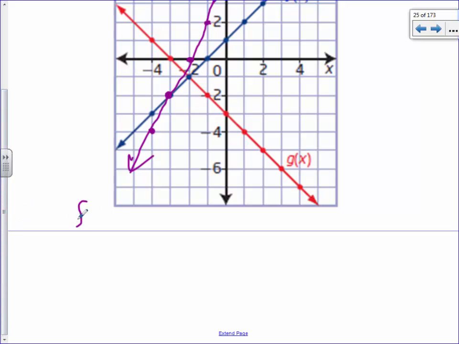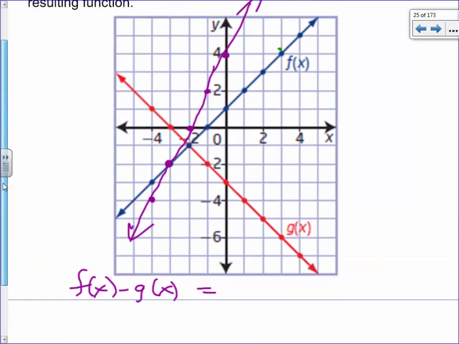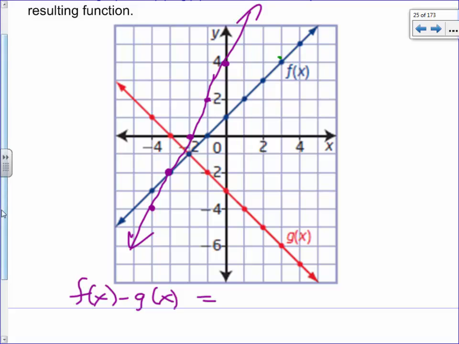I'm going to say that f of x minus g of x, its equation appears to be linear, so I need to figure out the y-intercept and the slope. So what's my y-intercept look like in this? Y-intercept? Yeah, 4. 4, way up here. And what's the slope of this purple graph? 2. Yeah, there we go. 2x plus 4.